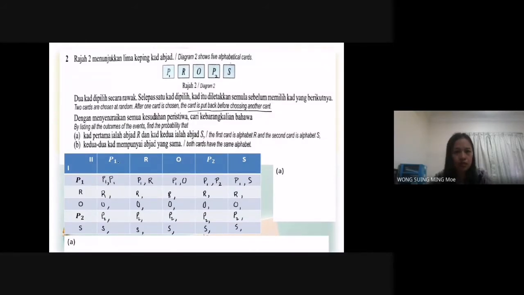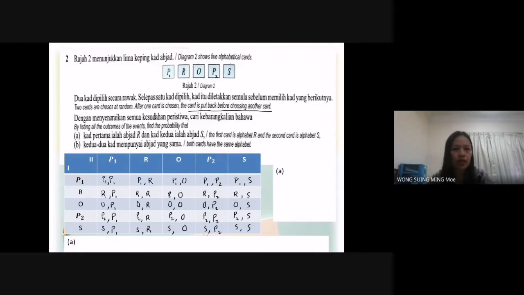So here, second time all P1. So I write down P1. Here R. Here O. And here P2. And here is S. Okay, so after you complete the table here, now you answer the question.